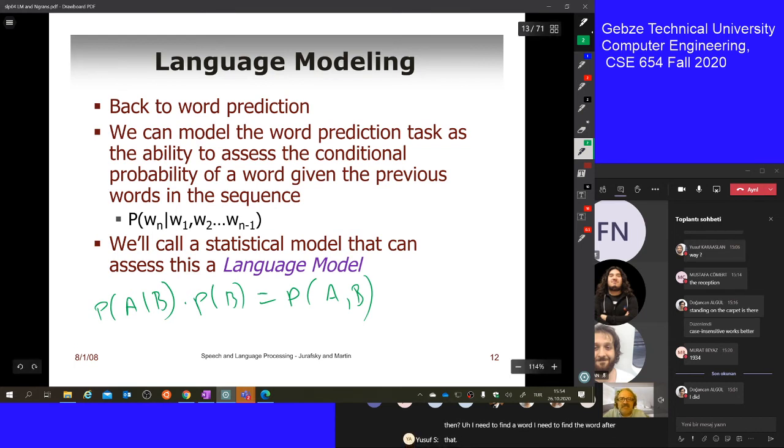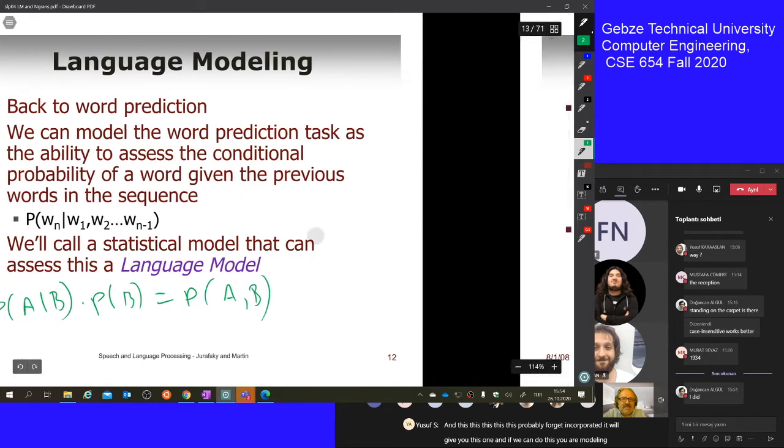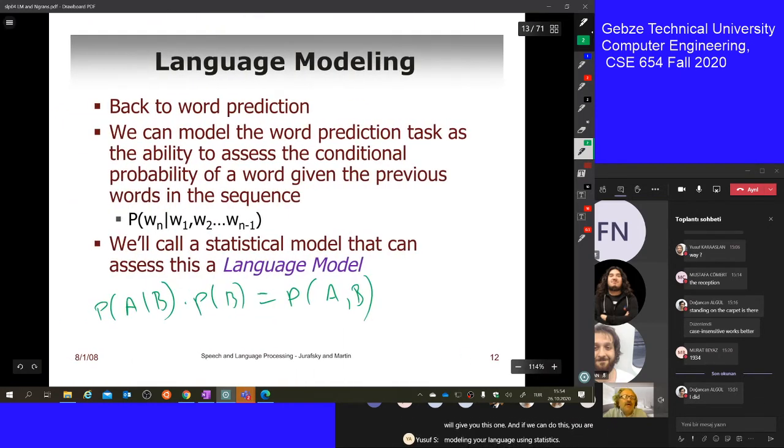And this probability, if I can calculate it, it will give me this one. And if you can do this, you are modeling your language using statistics. Okay? How do you model your weather prediction?